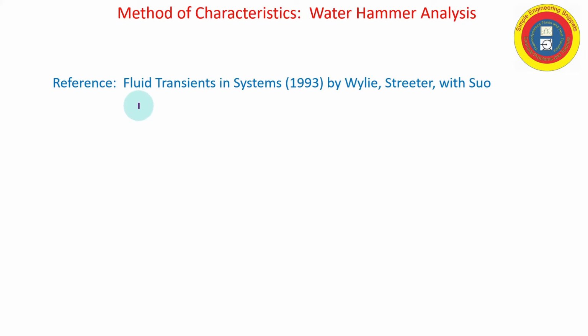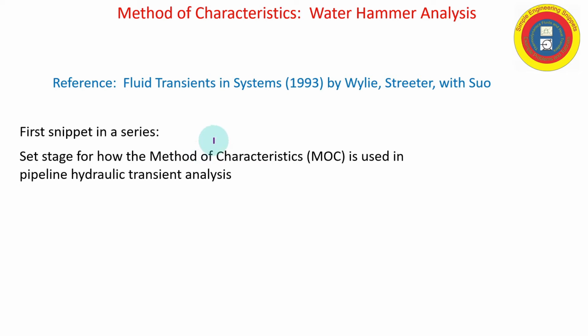Okay, so the main reference for this is going to be an excellent book, Fluid Transients and Systems, by Professors Wylie, Streeter with Sewell. And this is going to be the first snippet in a series because it's going to be quite long. In this video, we're going to be showing how we can lay out the method of characteristics to analyze a hydraulic transient in a single pipeline. And that's to set the stage for some further investigations.